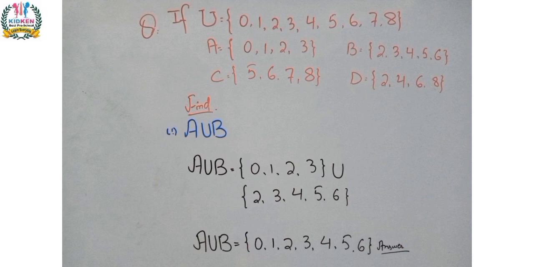A has value 0, 1, 2, 3. B has value 2, 3, 4, 5, and 6. C has value 5, 6, 7, and 8. Then D has value 2, 4, 6, and 8.